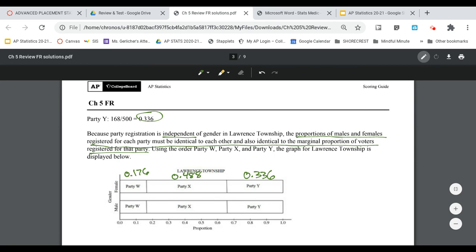That would mean knowing whether someone was a male or female would not give you any help being able to predict whether they're party W, X, or Y, because the proportions are the same for males and females. So knowing male or female is mathematically not helpful. It's independent from what party they are. So that's what your segmented bar graph would look like.